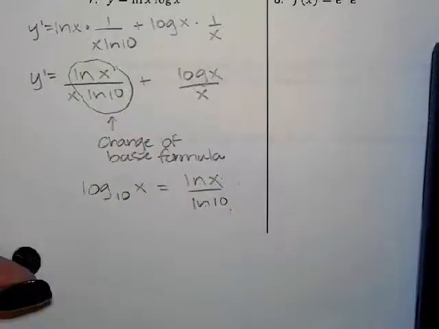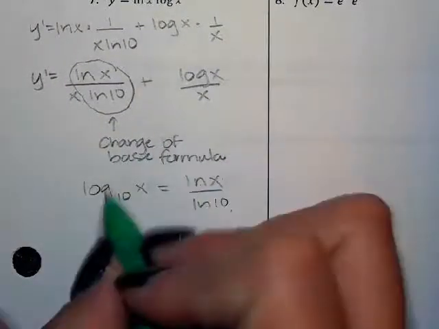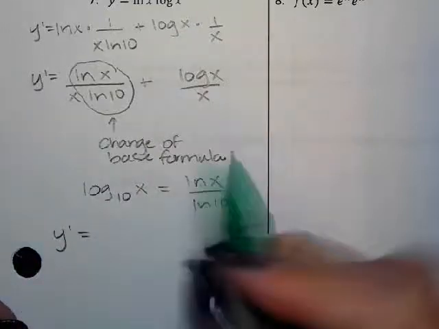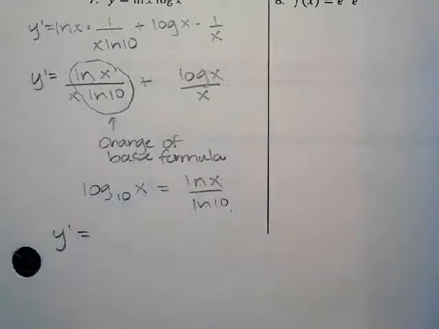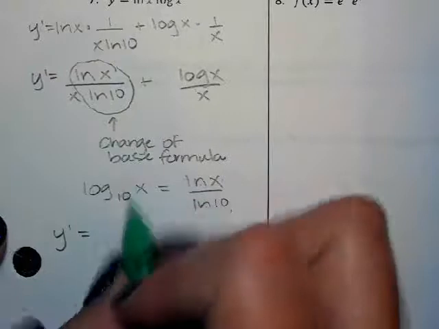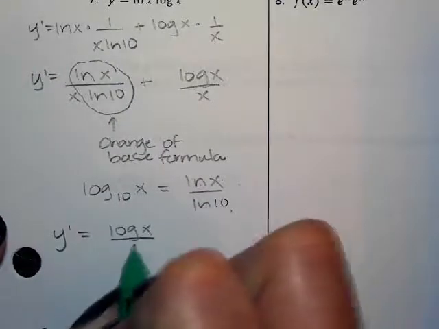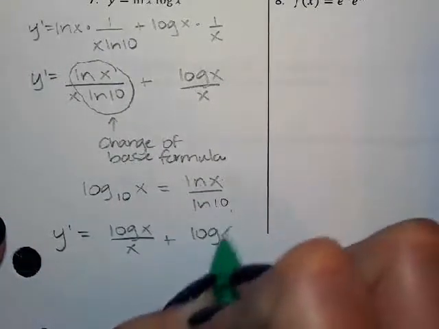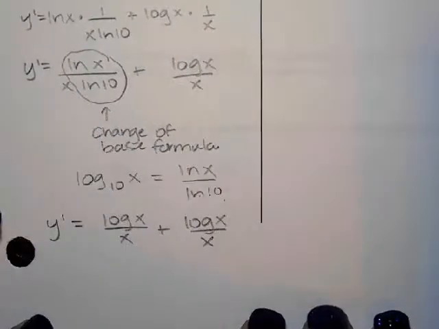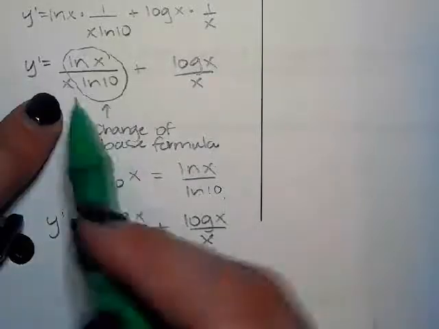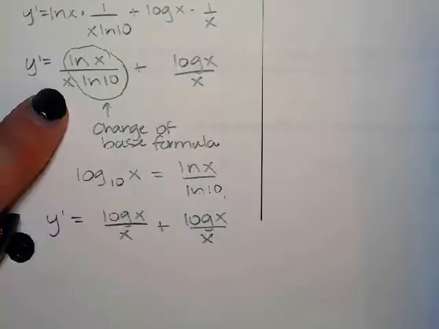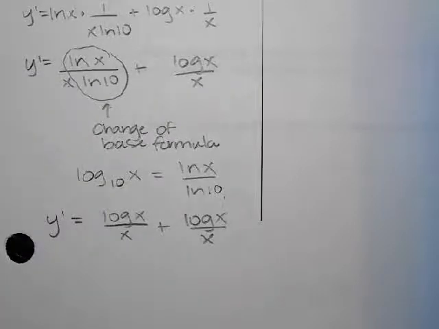All right, so we have y prime equals, so that's what that means: since this is log base 10 of x, we're really going to call that log x. Since it's like a whole number, it's kind of like it's over 1. So what we really have is log x over x plus log x over x. Do you see how I did that? Because it was over x right here. There's a leftover x after I simplified it. And so I have the same thing. So what do I have? Two of them.